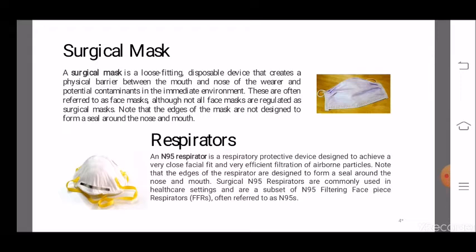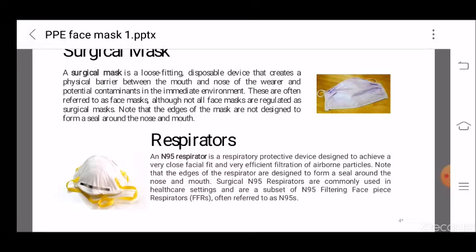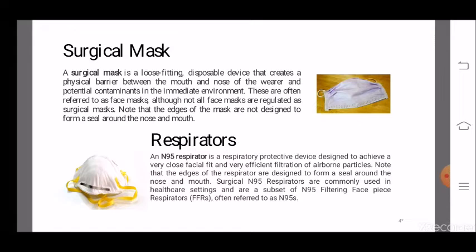Respirators are breath protection, or you can say respiratory protection devices, which are designed to achieve a very close fit to the nose and face, and they are very efficient in filtering airborne particles. Respirators are commonly used in healthcare settings.